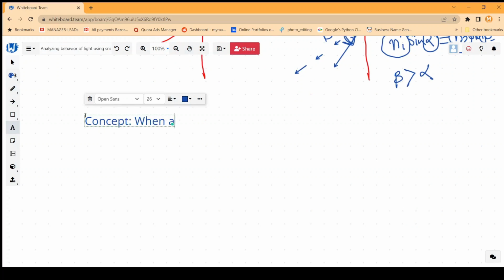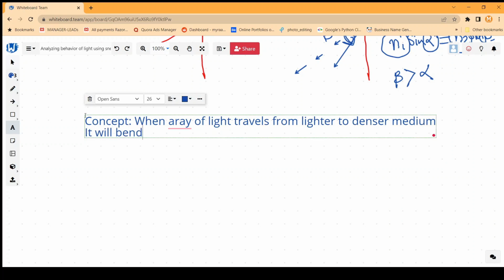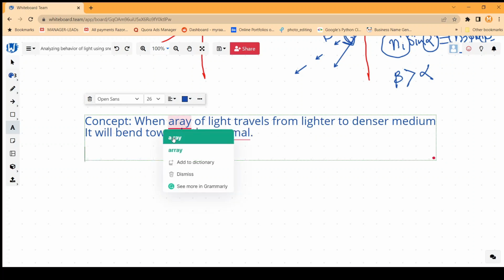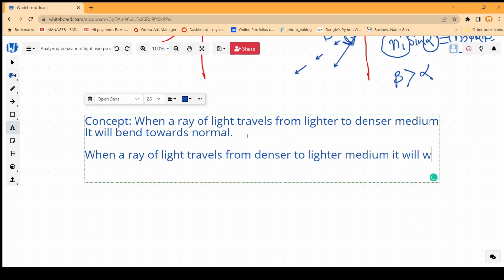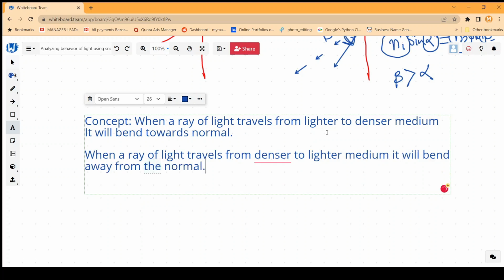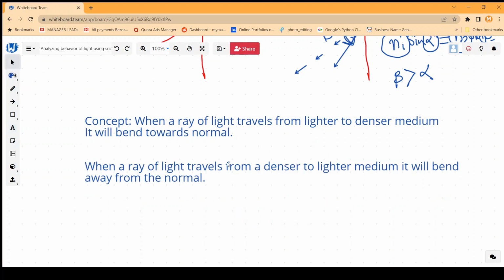When a ray of light travels from lighter to denser medium, it will bend towards the normal. Secondly, when a ray of light travels from denser to lighter medium, it will bend away from the normal. So this is a simple concept developed based on Snell's law, and we need to remember this.